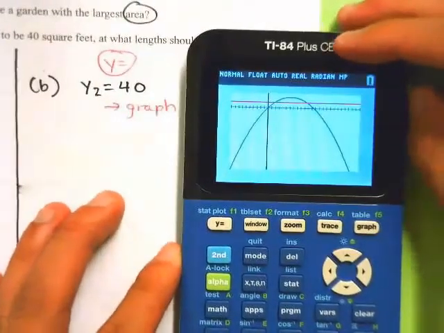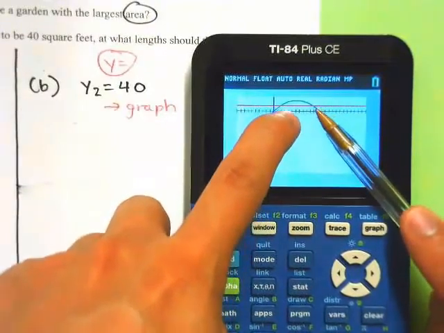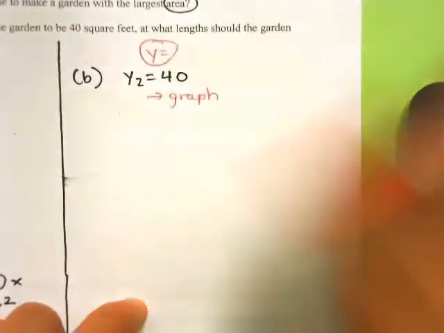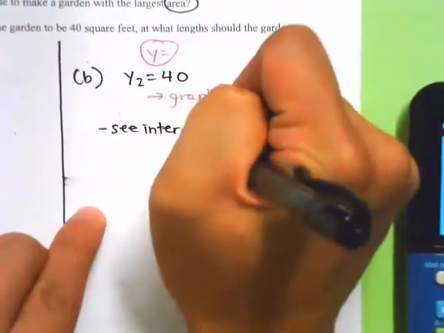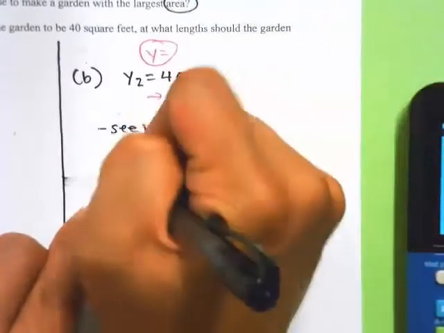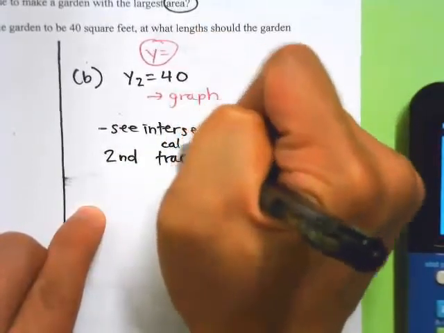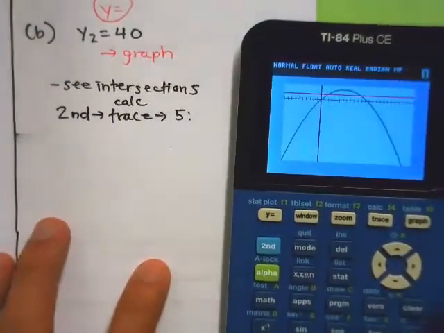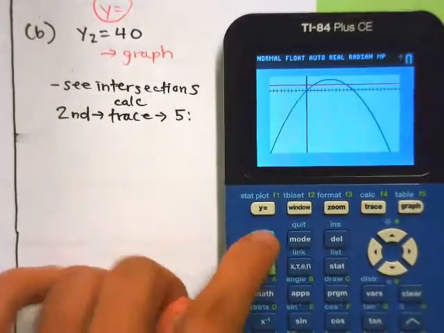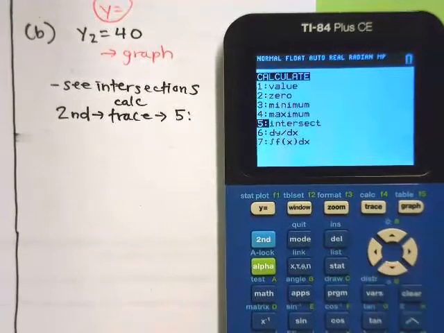Okay, so it looks like we have a couple options. What we want to do is find those intersections right over here. So to see the intersections, we're going to do second trace again, and then we're going to hit 5. So we're going to go second trace, and then it is going to be 5 intersect. You probably have seen that before when you were selecting for the maximum. So let's hit enter over here.